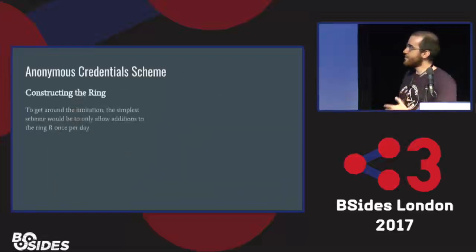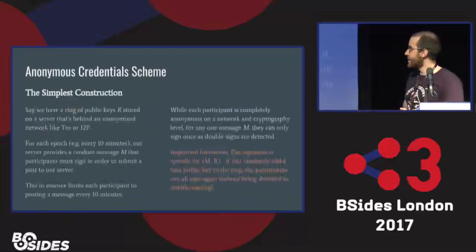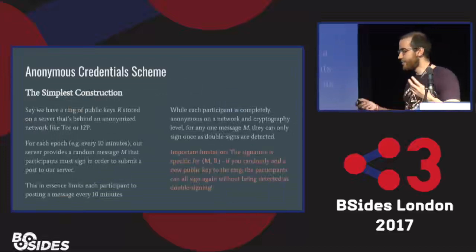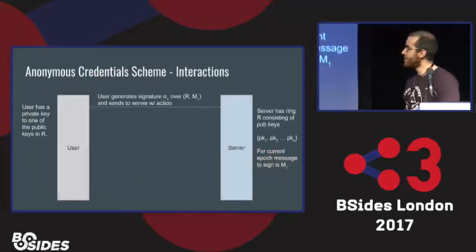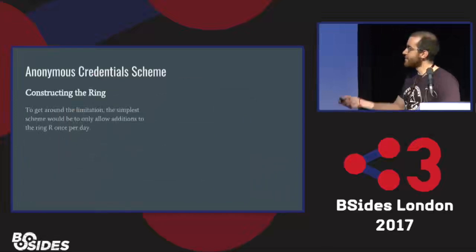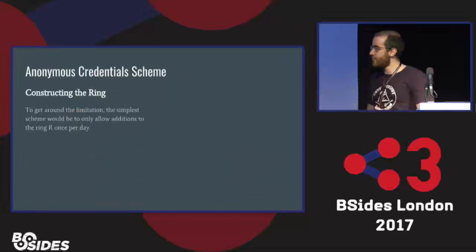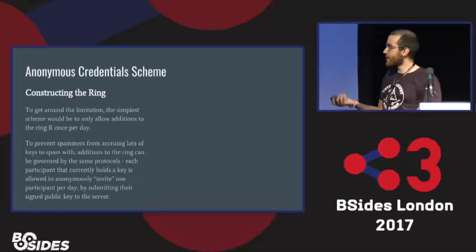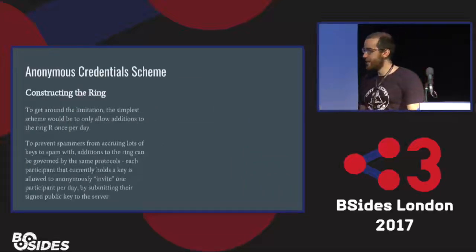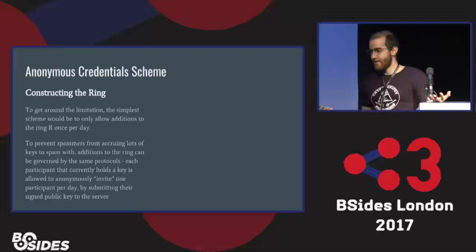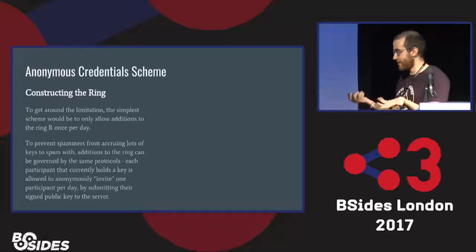To get around the limitation that we described here, that we can never change the ring once we set this up, the simplest scheme would be to only allow additions to the ring once per day. This is the naive way of constructing this. But we need to prevent spammers from accruing lots of keys to spam with. Otherwise I'll request 10,000 keys, and then I can do 10,000 posts every 10 minutes, right? We haven't solved anything there.